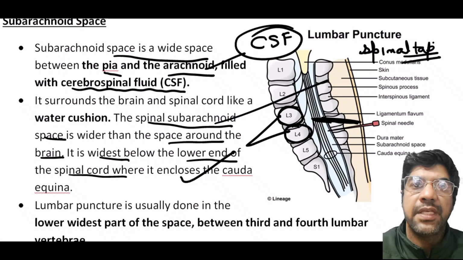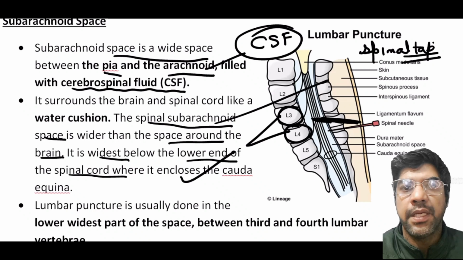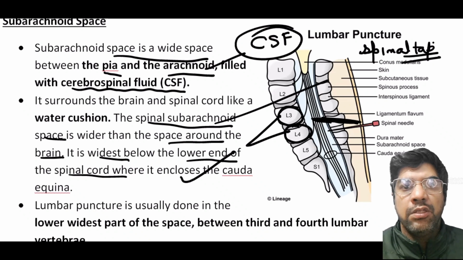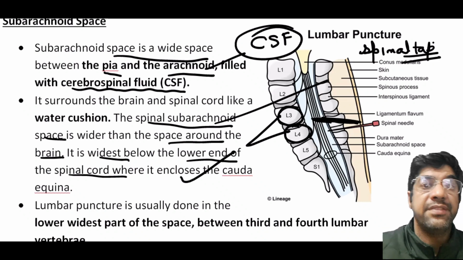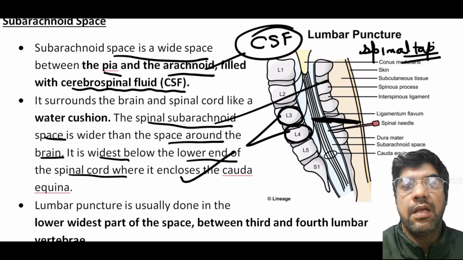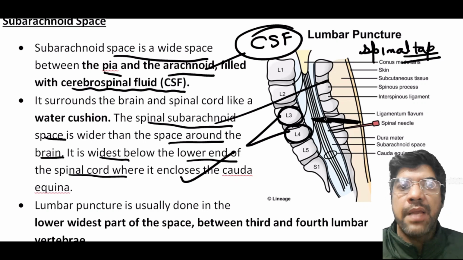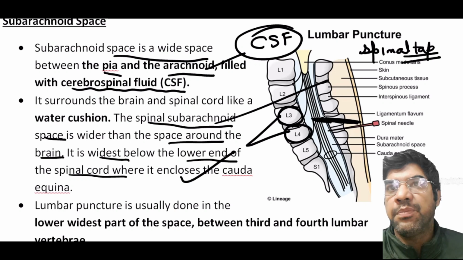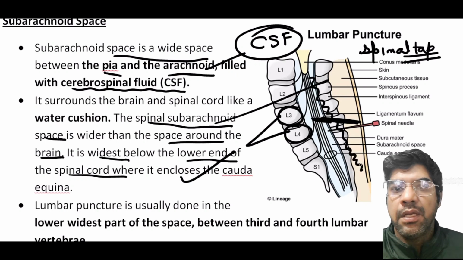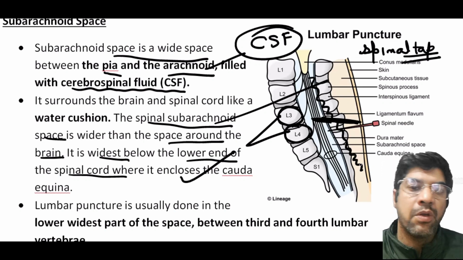It is a medical procedure that involves the insertion of a thin needle into the subarachnoid space in the lumbar region of the spine. The subarachnoid space is a cavity between the arachnoid membrane and the pia mater, the layers of the meninges that surround the spinal cord and the brain. Now what is the purpose of this lumbar puncture? To collect the cerebrospinal fluid. Analysis of this fluid can help you diagnose conditions like bleeding, inflammation, or some neurological conditions.